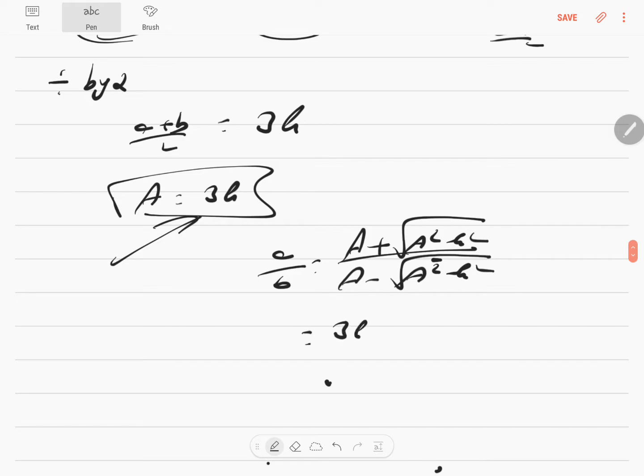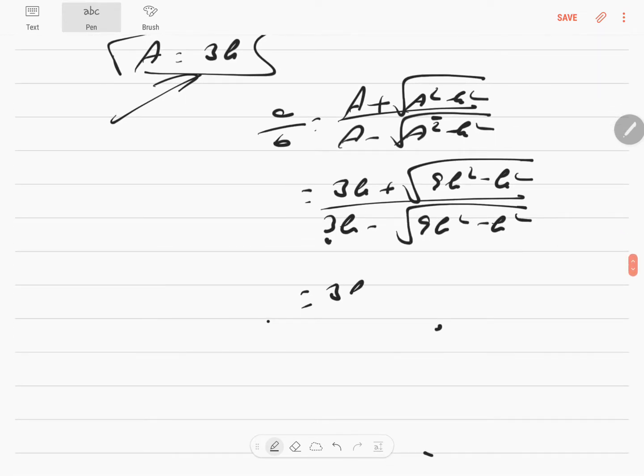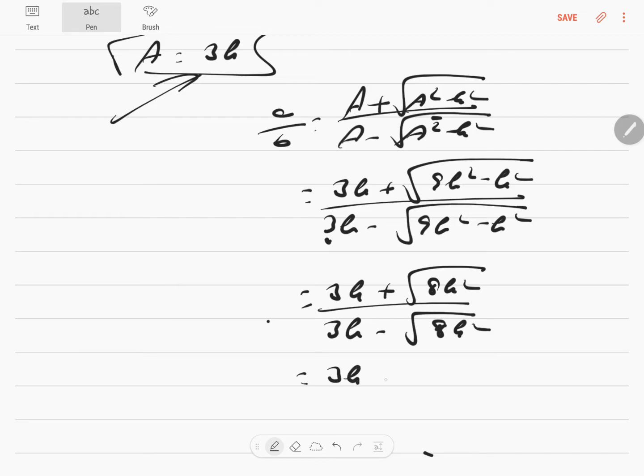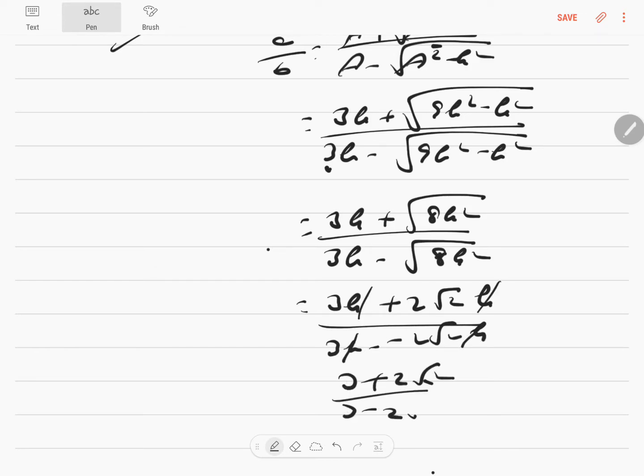So instead of this, you write 3g plus root of 9g square minus g square by 3g minus root of 9g square minus g square. So you will get 3g plus root of 8g square by 3g minus root of 8g square, which is 3g plus 2 root 2 into g, because root and g square will get cancelled. Root 8 is 2 root 2. 3g minus 2 root 2 into g. g can be taken out and cancelled. So you get 3 plus 2 root 2 by 3 minus 2 root 2.